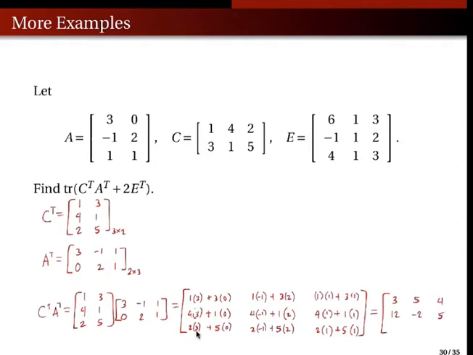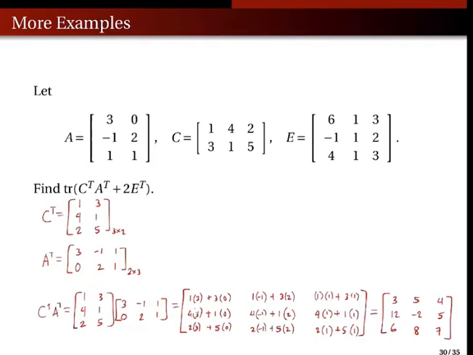Here you have 2 times 3 plus 0 this part. So you have 6. Here 2 times negative 1 plus 5 times 2. That's 8. And then here you have 2 times 1 plus 5 times 1. 7. Okay? So this is your C transpose A transpose.